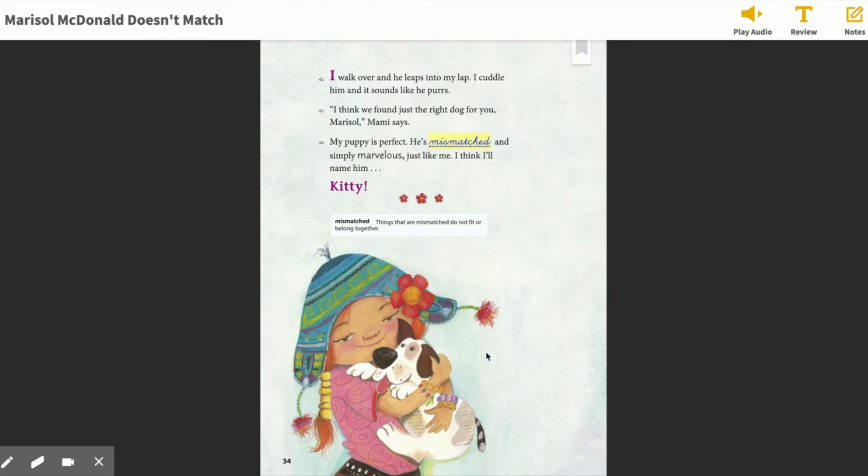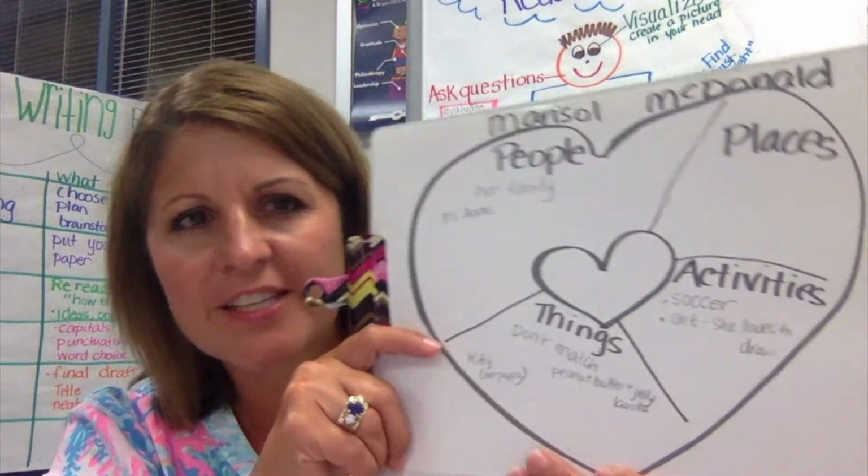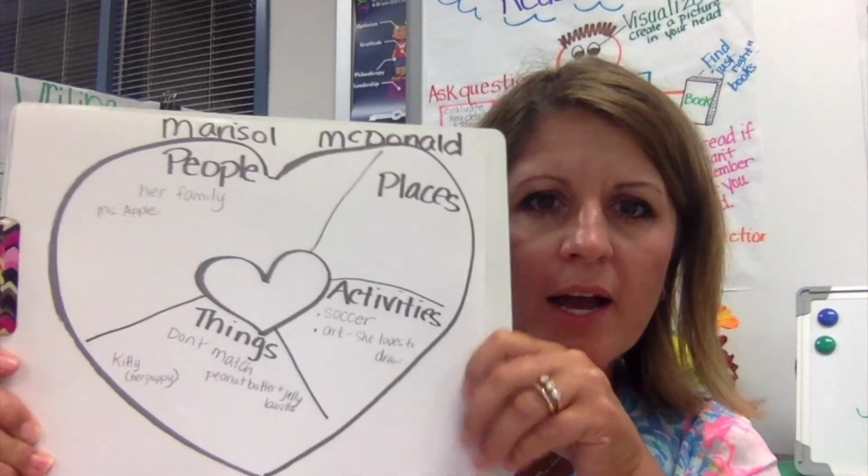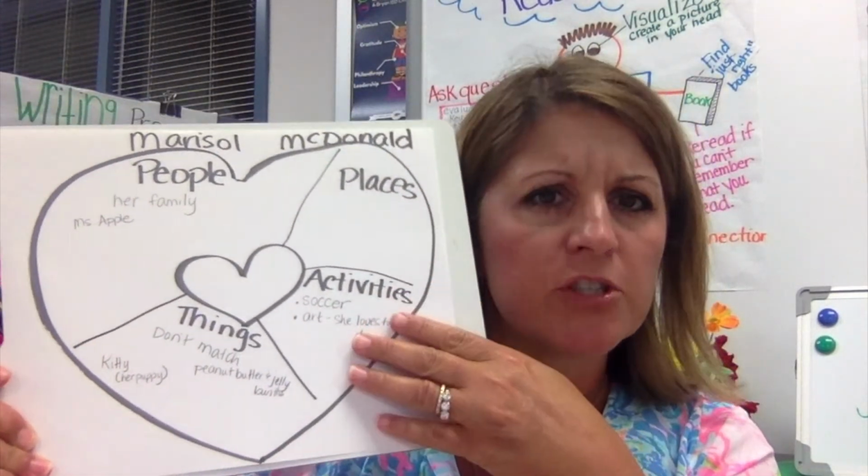Kitty. Yes, so I'm going to write Kitty, and then I'm going to put in parentheses for puppy. That's a puppy. Now I'll put that under things as well. Okay, so now you come back and I'm going to show you what the heart map looks like. Very quickly. Okay, so here we are, and here is the heart map that I made when I was pretending that I was Mirasol McDonald.